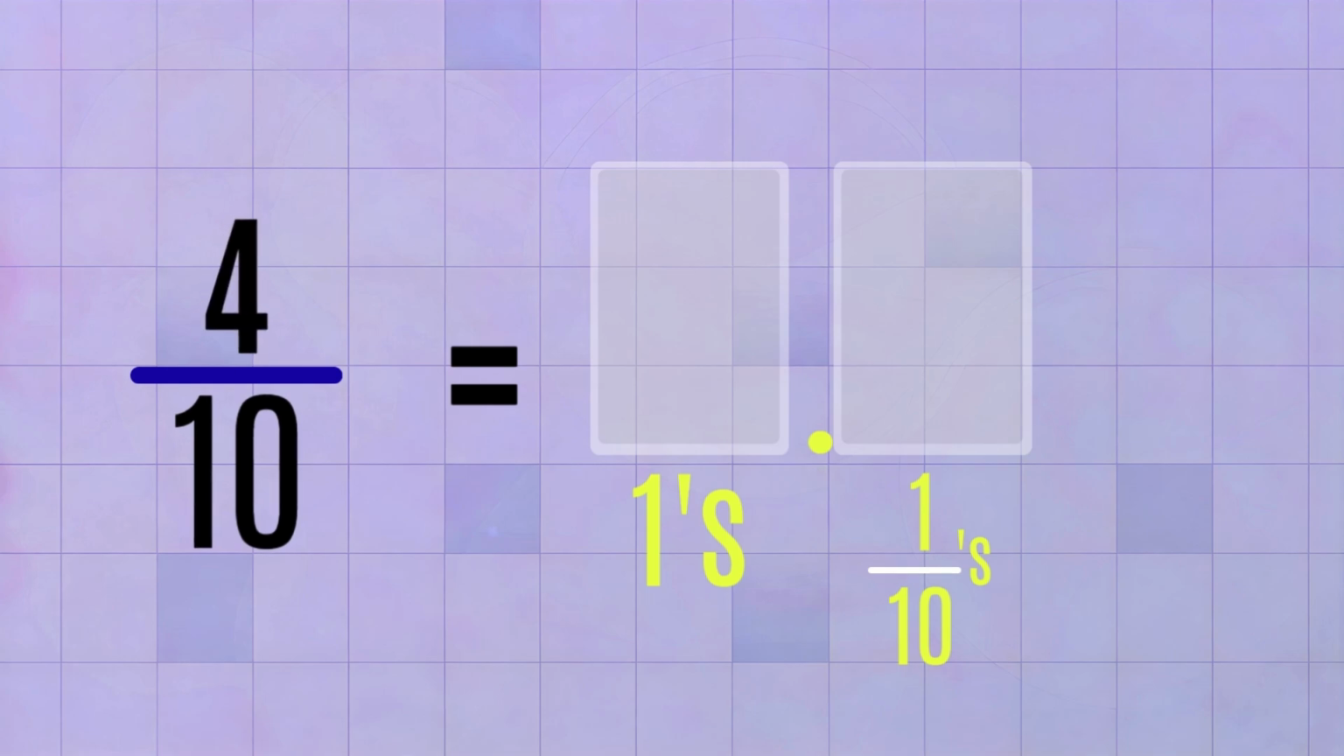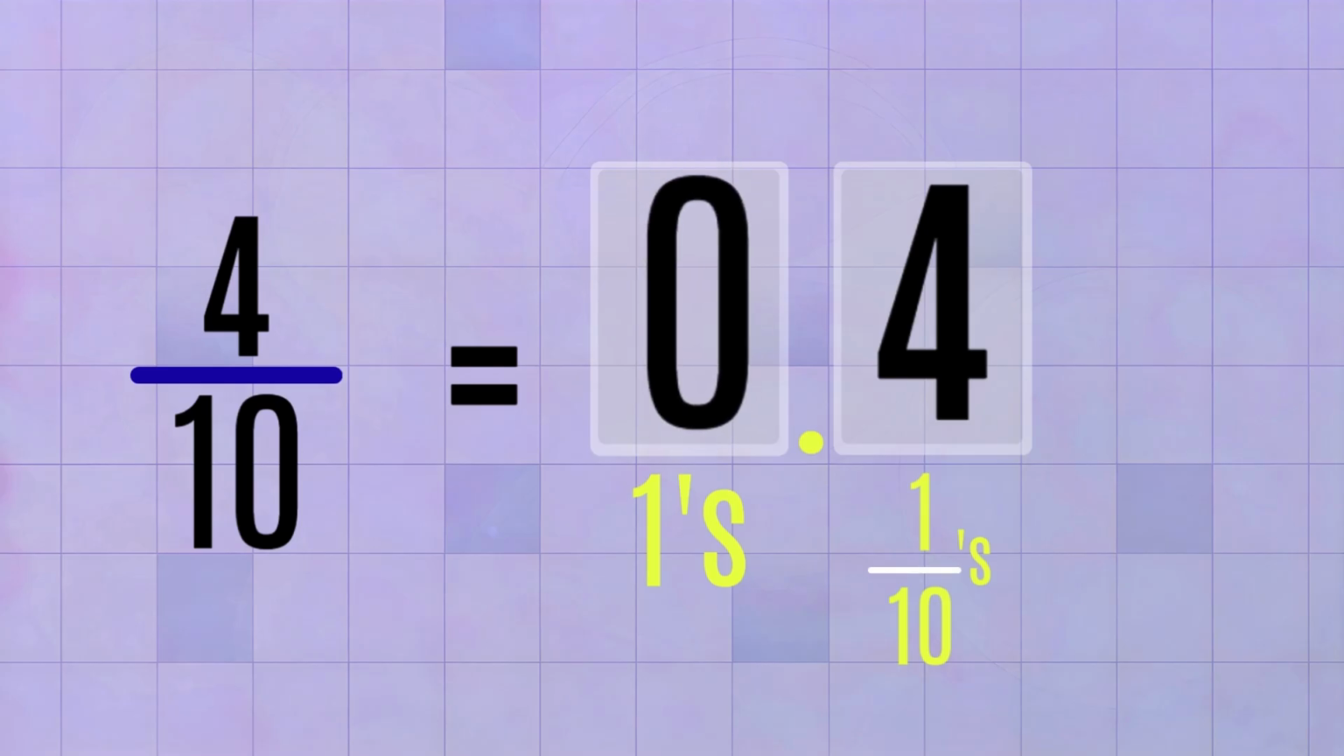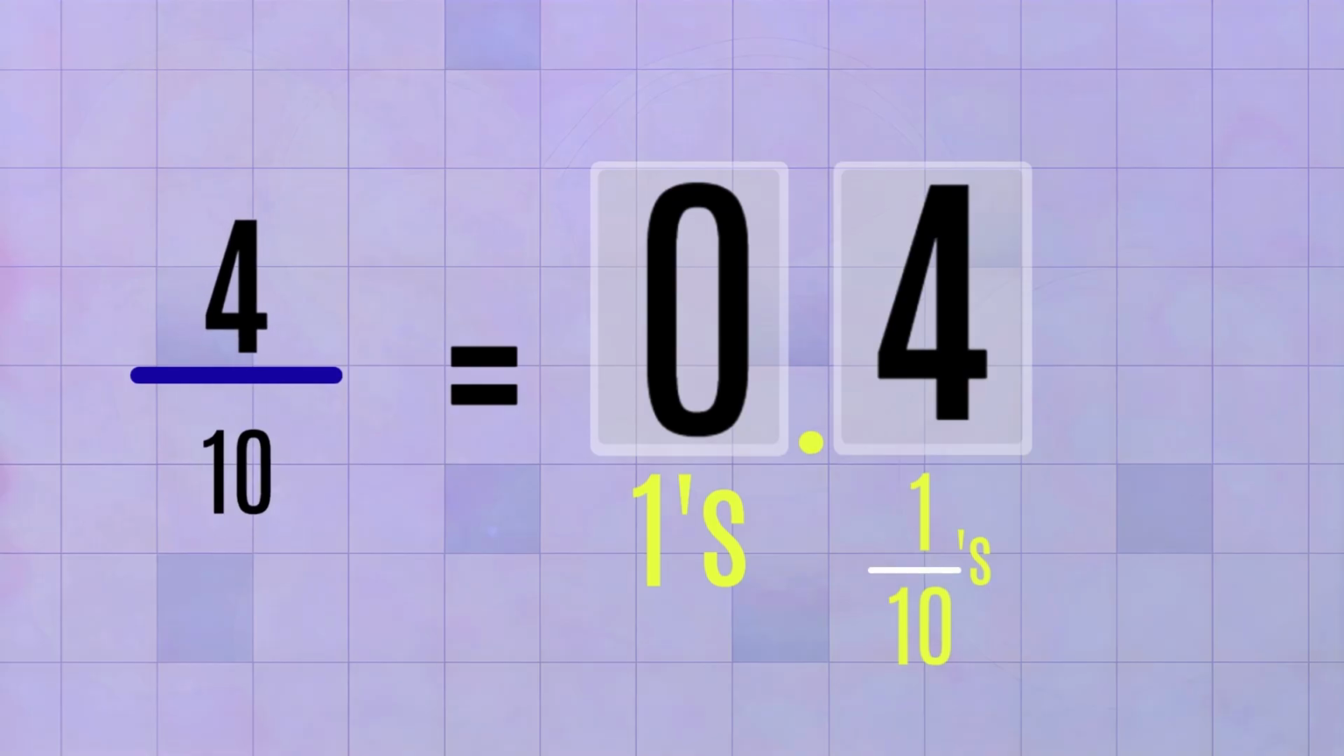Next, let's try 4 over 10. The bottom number is still 10, so we are still using the tenths box. The 4 goes in the tenths box, because it represents 4 tenths. Now, what about the ones place? We don't have any whole ones yet, so we put a 0 in the ones box. That 0 is just a helper. It reminds us that there are no whole numbers here, only tenths. So even though we don't really need the ones box, it helps us see the difference between ones and tenths. And just like that, 4 over 10 equals 0.4.